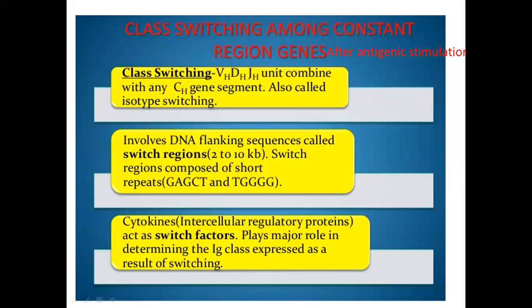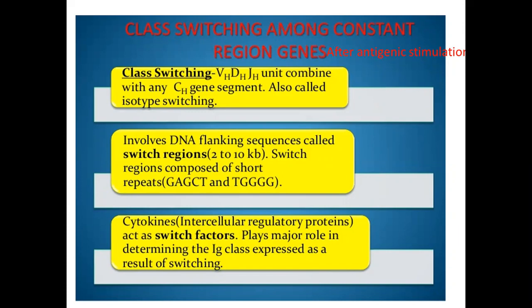Okay, so we have reached today the end of immunoglobulin gene organization. We'll start with the class switching among the constant region genes, that is, heavy chain constant region genes. The class switching you have studied in B cell activation, how somatic hypermutation and class switching take place.